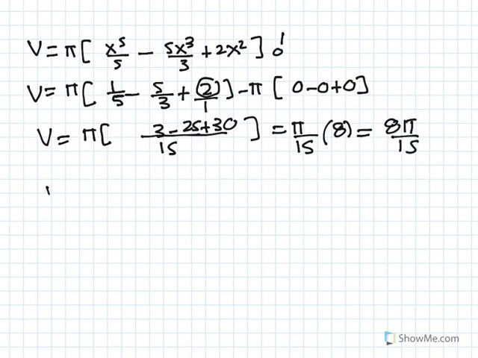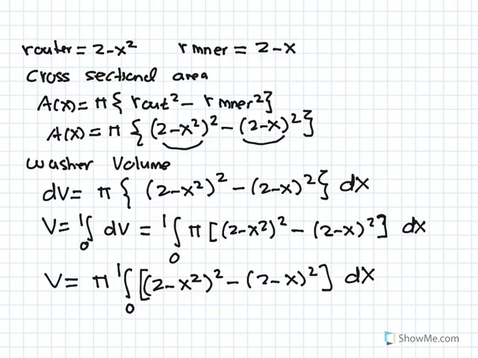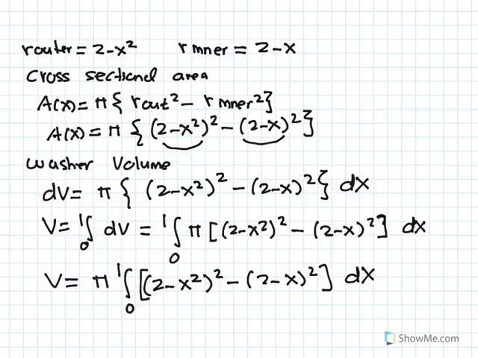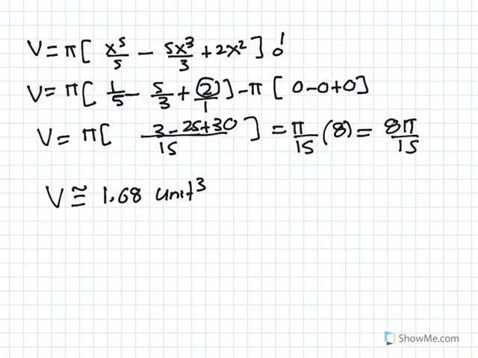This is the volume of the solid of revolution. And if we decimalize this, we get 1.68 units cubed as the volume of the solid of revolution. So let's go back into the picture to show the volume. So basically, when we take this region and revolve it about y equals 2, we get the volume that we find here. Here it is. Or the exact version, which is here. All right, thank you.